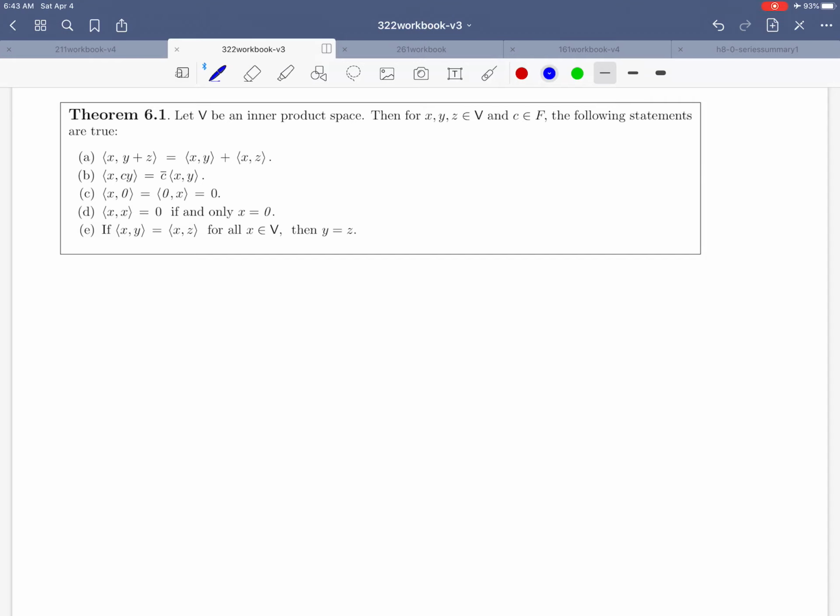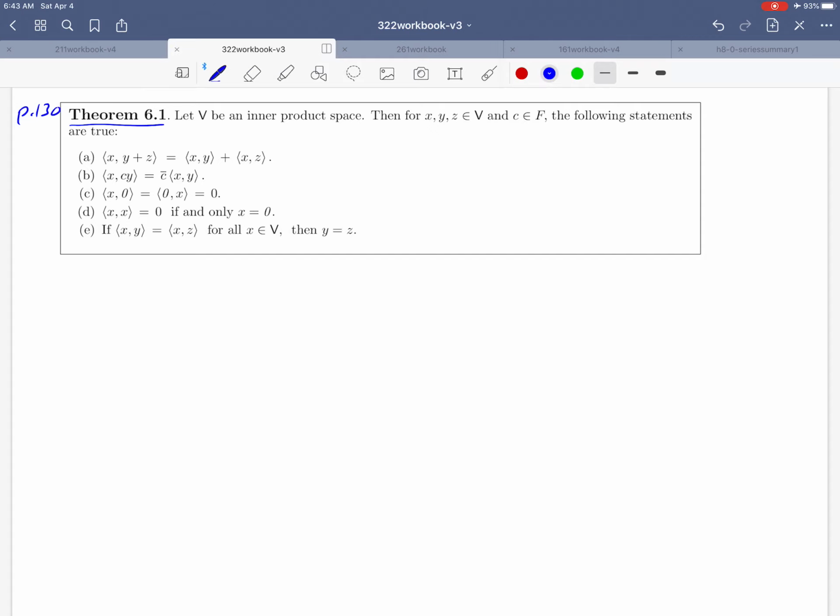Okay, welcome back everybody. We are looking at Theorem 6.1 on page 130 of the workbook here. And we're going to talk through this theorem and then prove a couple of parts of it. And this is another big long list of properties that inner product spaces have to have.